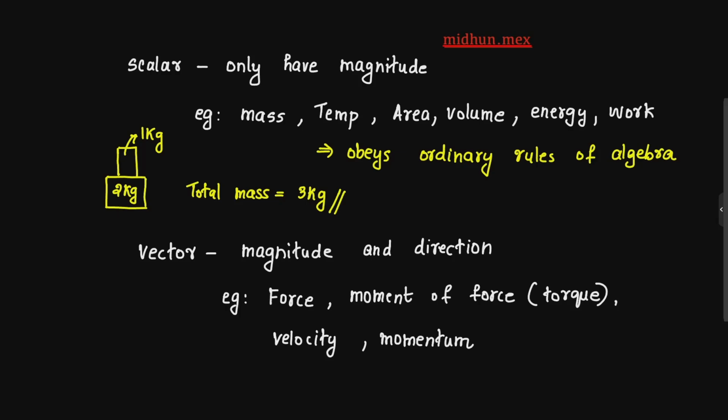This is the peculiarity of a scalar quantity. It will obey normal mathematics. If I ask you total mass, you add the mass. If I ask you total volume, you add the volume. If I ask you total energy, you add the energy. Total work means you add all the works. If they ask for a total value or a net value, you have to simply add them. That is all you have to do with a scalar quantity.